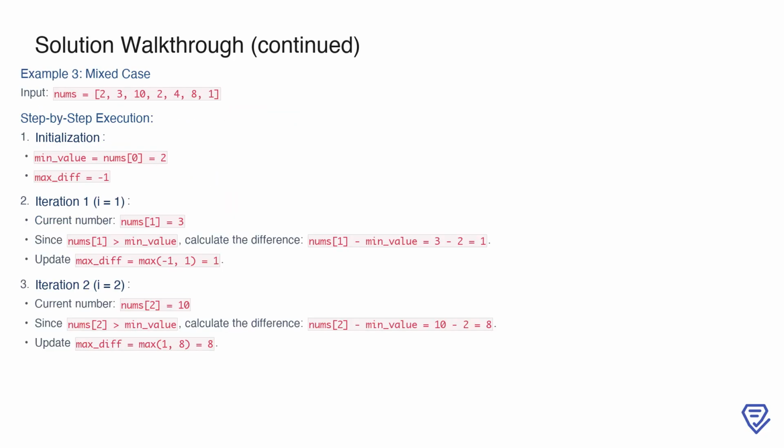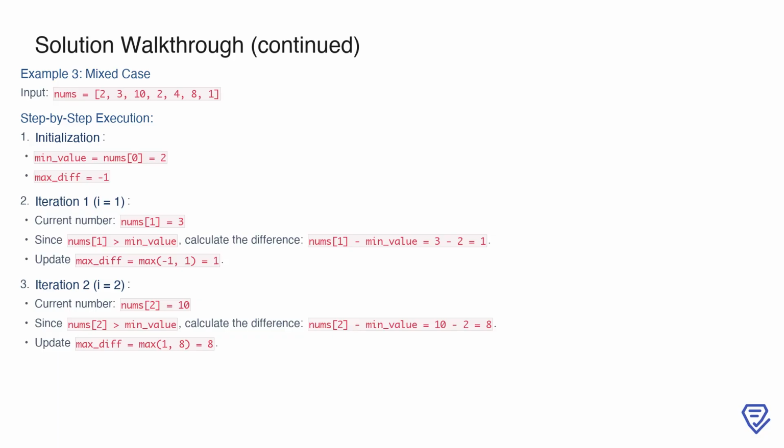For the third example, the input array is nums equals [2, 3, 10, 2, 4, 8, 1]. We start by initializing min_value to the first element, 2, and max_diff to -1. On the first iteration, we examine nums[1], which is 3. Since 3 is greater than min_value, we calculate the difference, 3 - 2, which equals 1. This updates max_diff to 1.